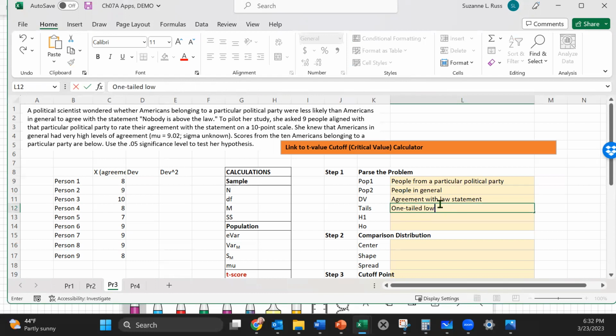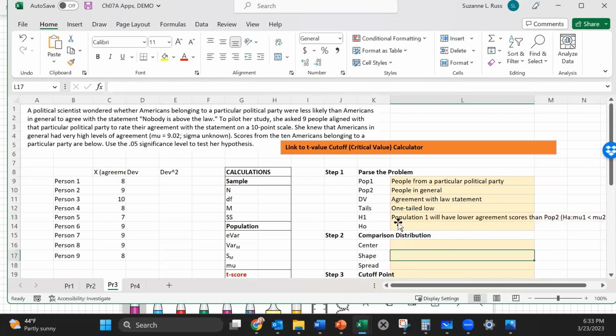One-tailed low. Our research hypothesis is that population 1 will have lower agreement scores than population 2. And we could also write that as HA, the alternate hypothesis: mu 1 will be lower than mu 2.